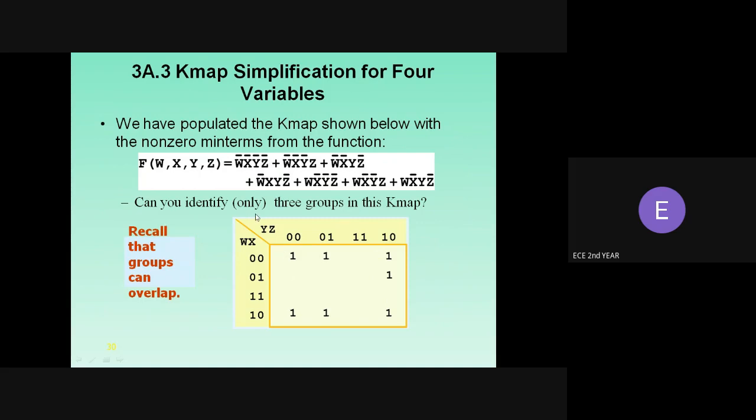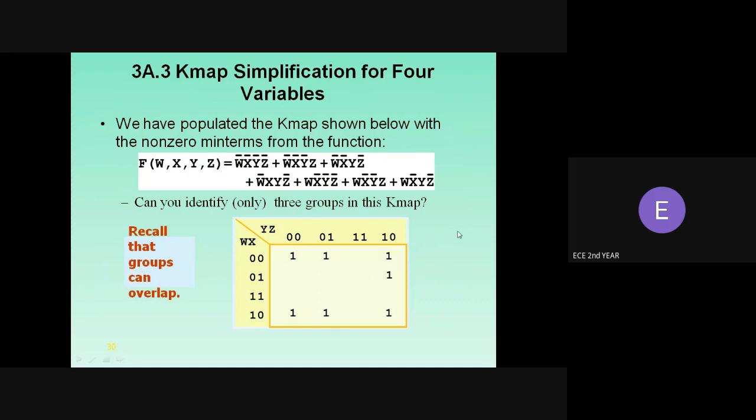You see here, this is a 4 variable KMap. So 2 inputs are here and the other 2 inputs are here. First you have to check 0 0 0 0, that is 1. And for the second term 0 0 0 1, that is 1. And for the next one 0 0 1 0, that is 1. And for the next one 0 1 1 0, that is 1. And for the next term 1 0 0 1, that is 1. And finally 1 0 1 0, that is also 1.